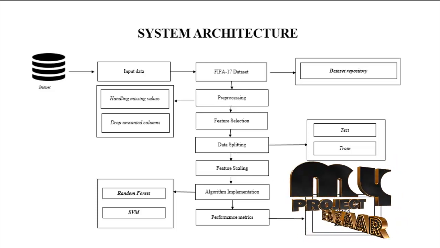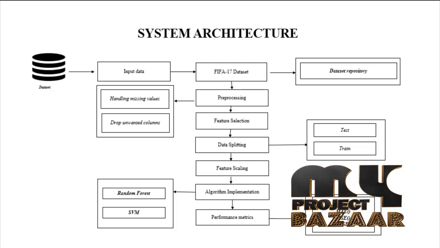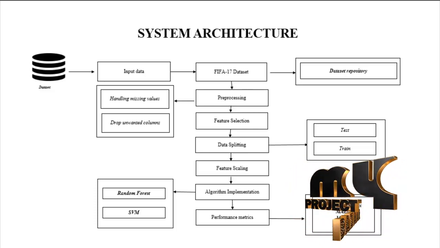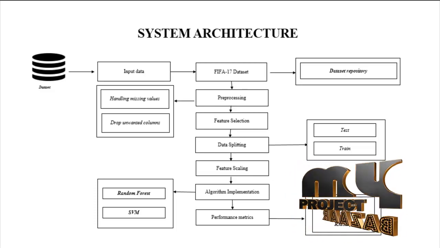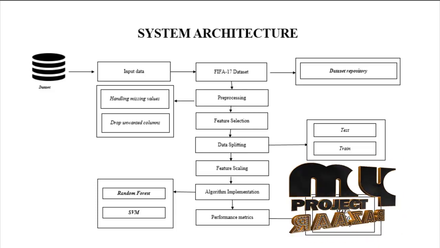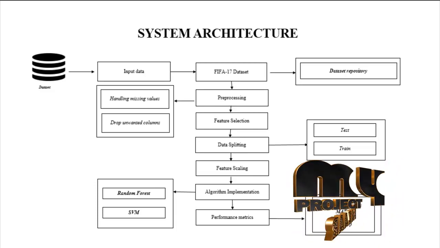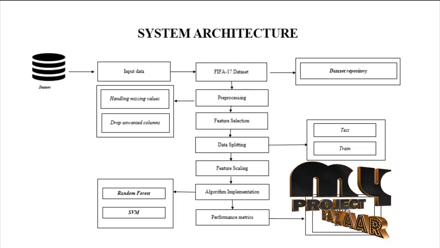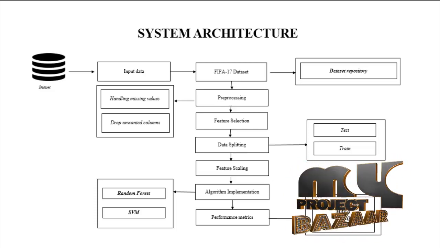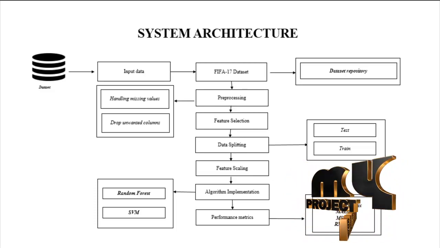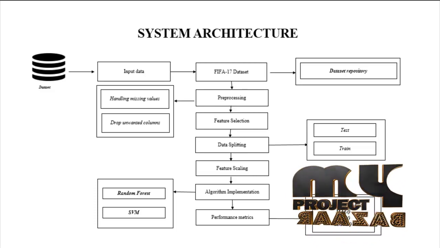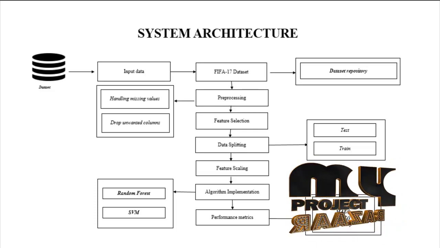After that we implement feature scaling, which means organizing our data set for the process. After the feature scaling, we implement the algorithms. Here we use SVM and random forest. These two algorithms are implemented as forecasting algorithms. Forecasting algorithm means here we find only error values: mean absolute error, mean square error, and root mean square error. These error values are found in our process.